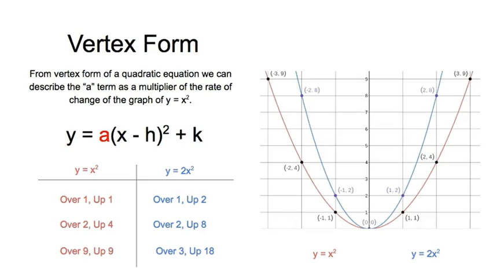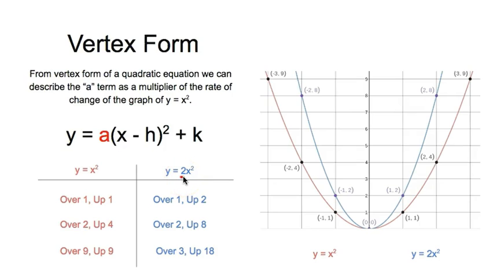Now that we know that h and k shift the location of the vertex, we can talk about what a does, this coefficient that is outside of the parentheses. Recall that when I had something like y equals x squared, I could find points from the vertex by starting at the vertex, (0, 0), and going over 1, up 1. It doesn't matter if I go left or right, it's the same on both sides. Over 2, up 4, over 3, up 9, and so on.